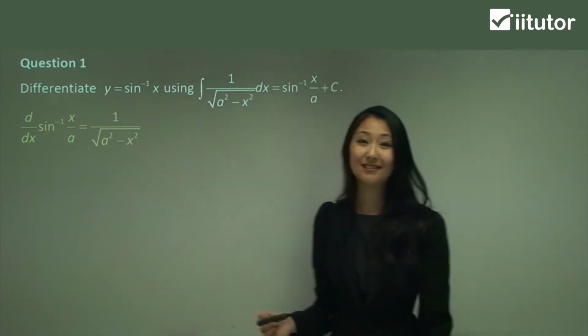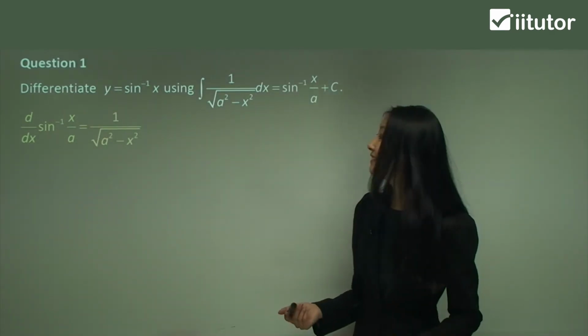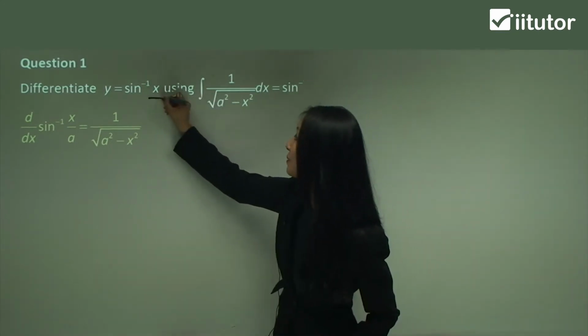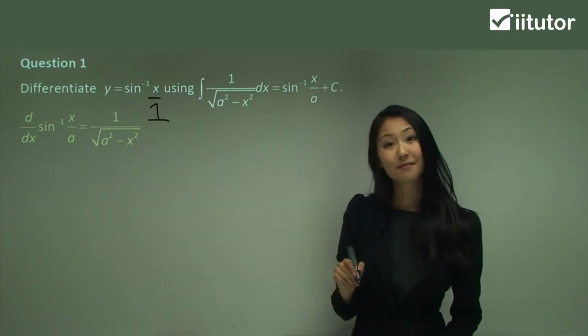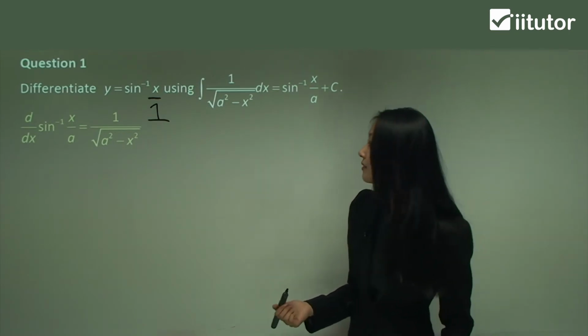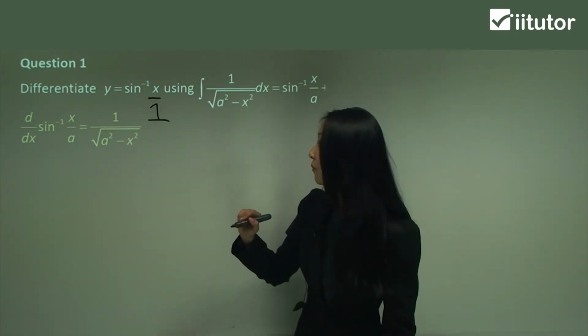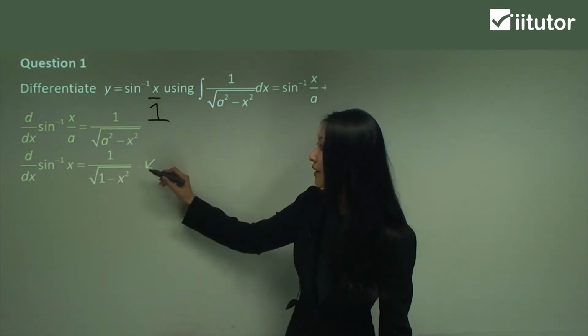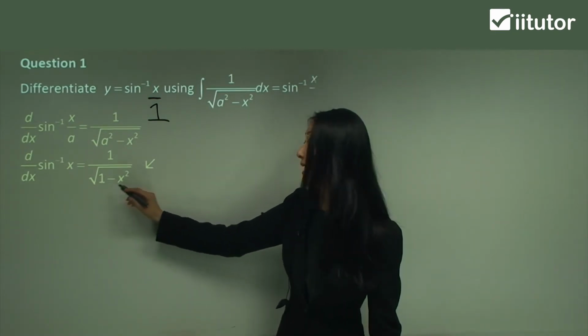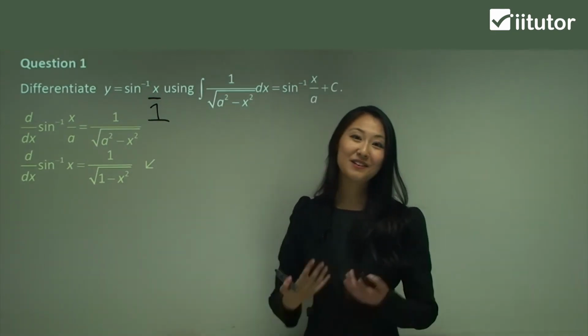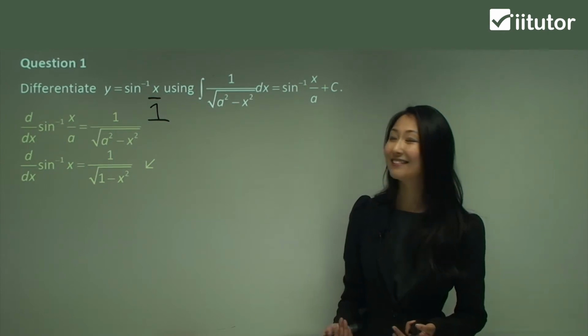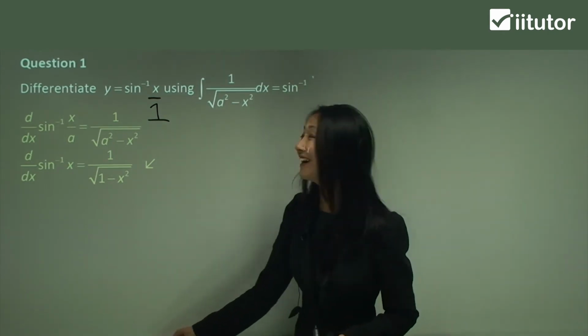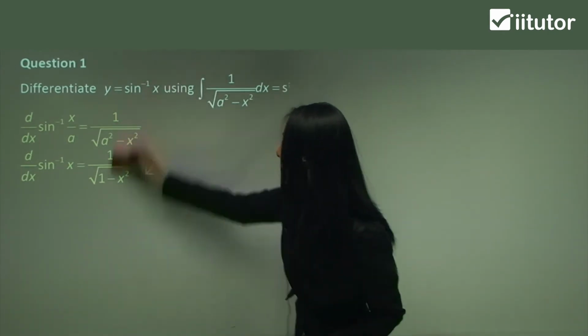And now we just need to substitute my a. So you can see here that it's x on 1, yeah? So a just equals 1, which means instead of a, I write 1. So now I just have 1 on square root 1 minus x squared. And that's it. That's all you need to do for that answer, okay? So hopefully that is quite simple.